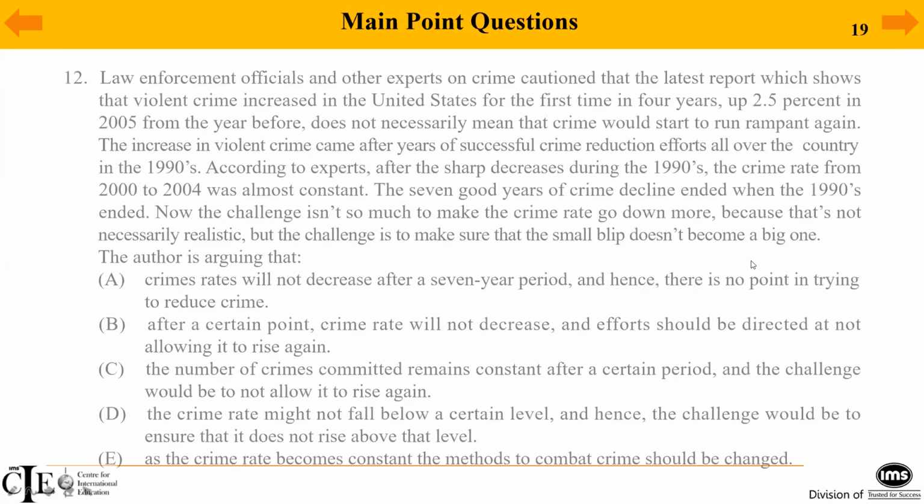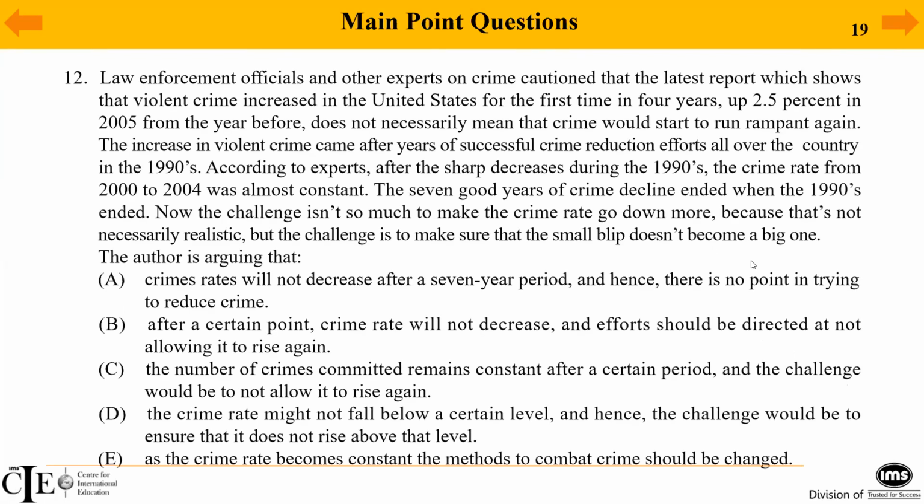Number 12. Law enforcement officials and other experts on crime cautioned that the latest report, which shows that violent crime increased in the US for the first time in 4 years, up 2.5% in 2005 from the year before, does not necessarily mean that crime would start to run rampant again.